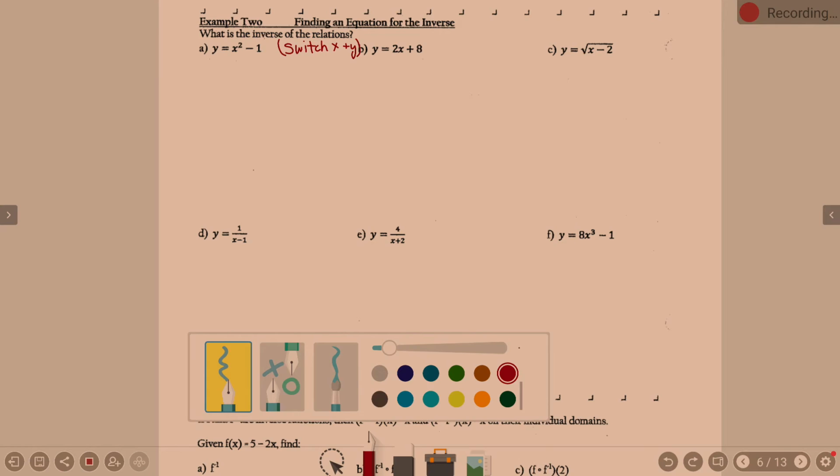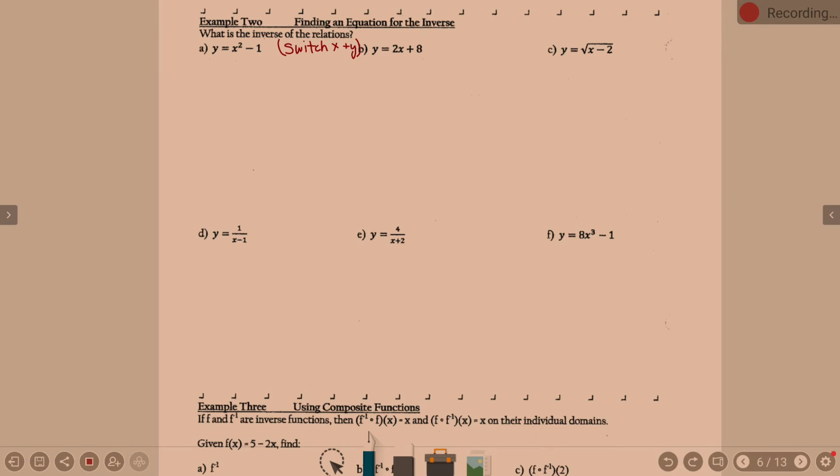So instead of y equals, what does y become? X. Instead of y equals, I'm going to say x equals. Instead of x squared, I'm going to say y squared. So instead of x squared minus 1, it is y squared minus 1. So the y squared just stays with it. You don't move, you just switch the x and the y. The squared stays where it is. Everything else stays where it is. You just take just that variable. Okay?